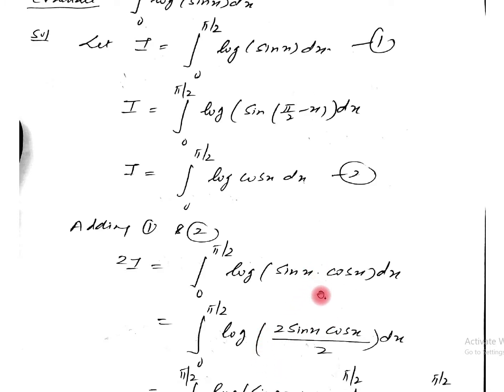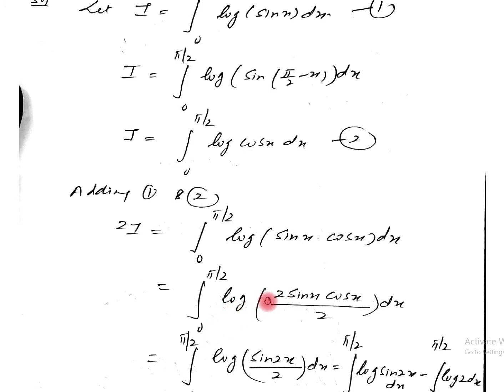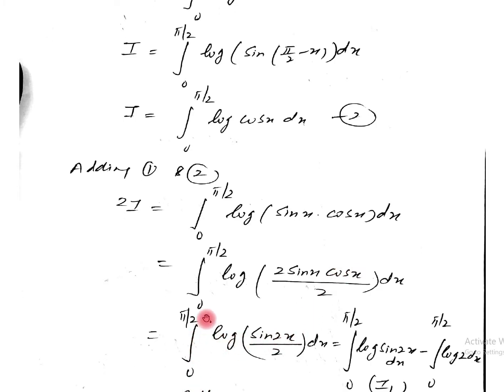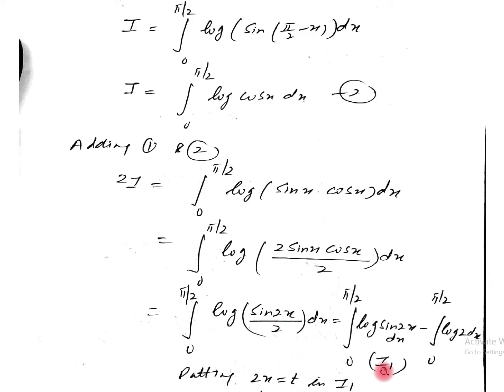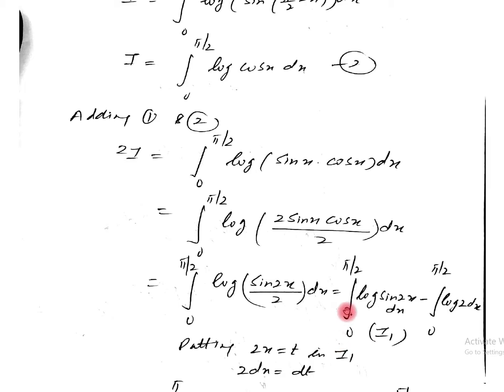Then multiplying and dividing by 2, it becomes log (2 sin x cos x upon 2). Now it is the formula of sin 2x. Then it becomes integral 0 to pi by 2 of log (sin 2x by 2). Now we can separate it: integral 0 to pi by 2 of log sin 2x dx minus log 2 times integral 0 to pi by 2 of dx. Now in this first integral I am putting 2x equal to t. It becomes 2 dx equal to dt.